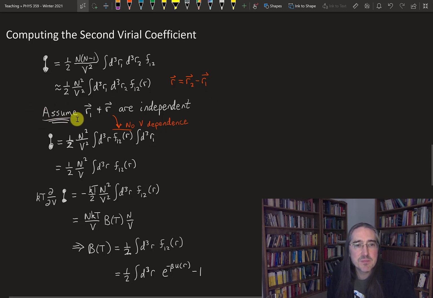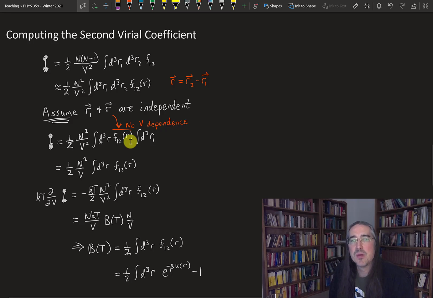And we're going to make an important assumption, and I want you to think about it because it connects directly to something that you were asked in problem set 9. The assumption is that R1 and R can be treated as independent. R clearly contains R1, but we're going to assume that these 2 variables can be treated as independent. Again, think about why, because this comes up on the homework. Part of this assumption will allow us to say that R, the difference between the 2, has no volume dependence, and so f of R has no volume dependence.